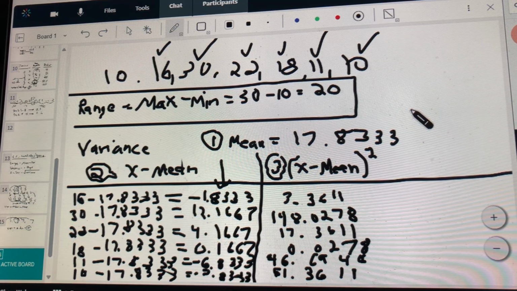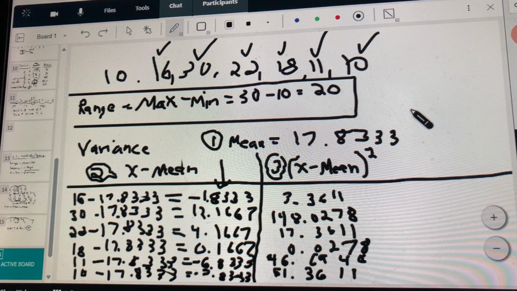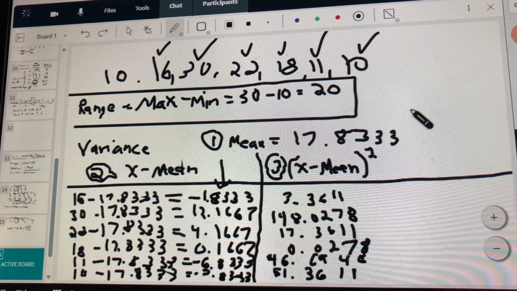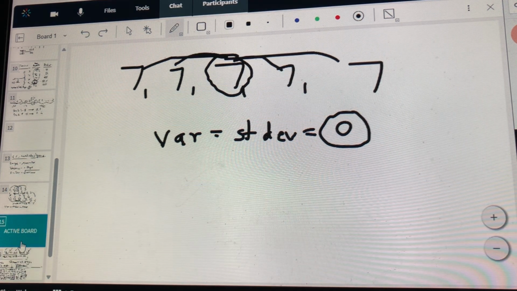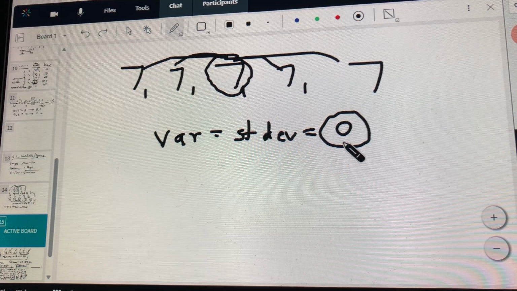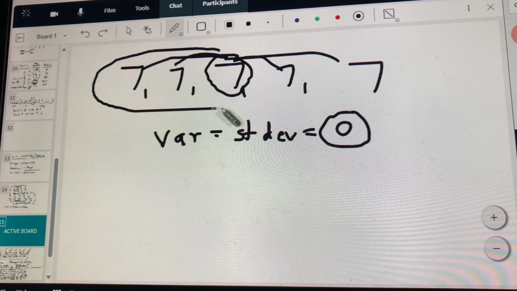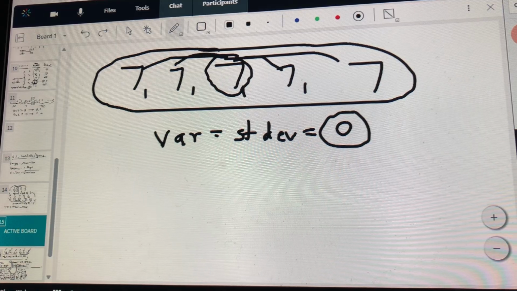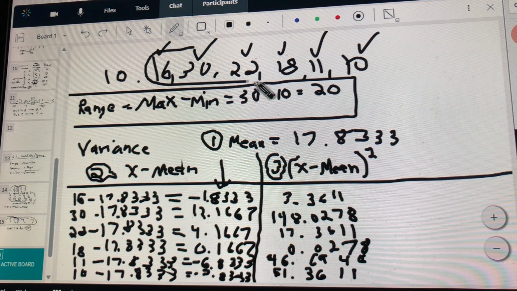But what ends up happening is if you add all the positives and add all the negatives separately, they equal the exact same thing. 12 point whatever plus 4 point whatever plus 0.1 whatever will add up to 16 point something. If you add the negatives, they'll add up to negative 16 point something too. And that always happens. If you add up the list too, it always adds to 0. And this is why they had the previous problem: the variance and the standard deviation should only have an answer of 0 if every number is the same, because then the numbers are not spread out from each other. Clearly, these numbers are spread out from each other. They're not all the same.